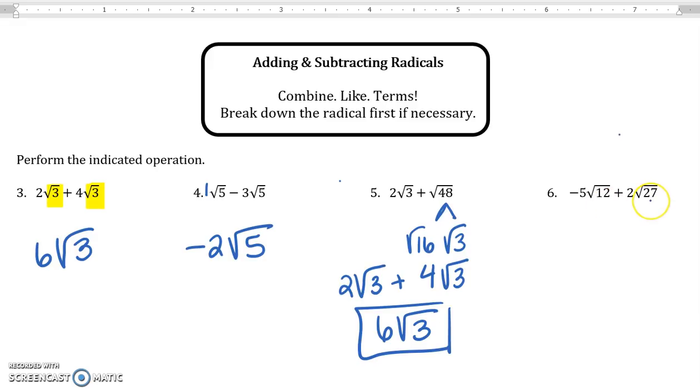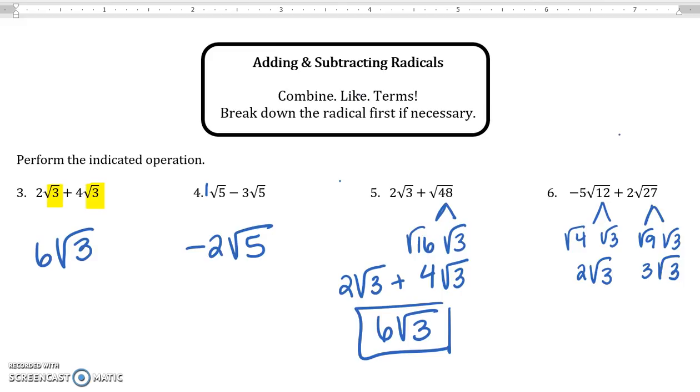Number 6, I have root 12 and root 27. Neither of these are simplified, so both of them need to be changed. So this is square root of 4, square root of 3. So this is 2 root 3. And root 27 is square root of 9, square root of 3. So this is 3 root 3.